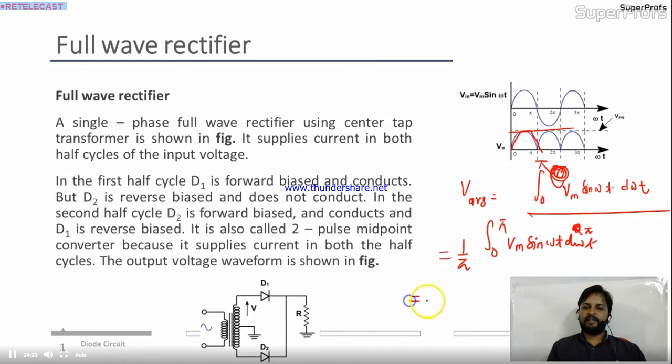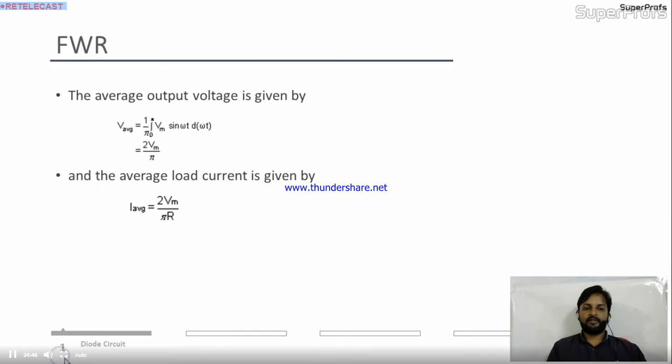When you simplify this, Vm is constant, right? So you will get 2 Vm by pi, double of whatever we were getting in the half wave. So V average is nothing but 2 Vm by pi. It is like 0.637 of Vm. Please remember this. This one is very important. Sometimes we have to use it directly. So in a full wave rectifier, the average output voltage is given by 2 Vm by pi.